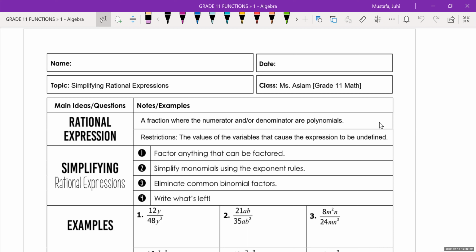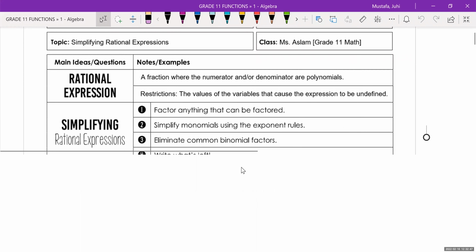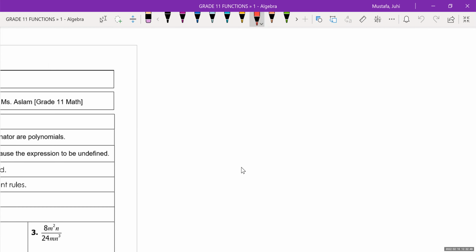The first thing we're going to do is factor anything that can be factored, which is great because we're just going to get more factoring practice for our quiz tomorrow. Then we're going to simplify monomials using the exponent rules. And we should cover those right now. So let's just go over to the side and talk about what our exponent rules were in grade 9.